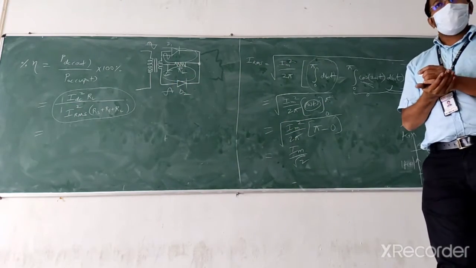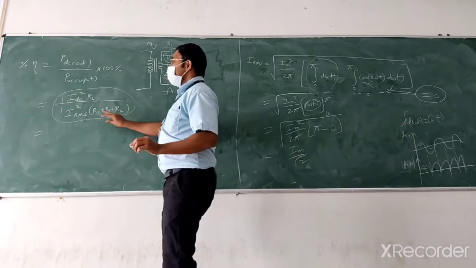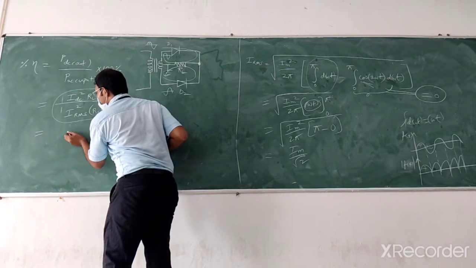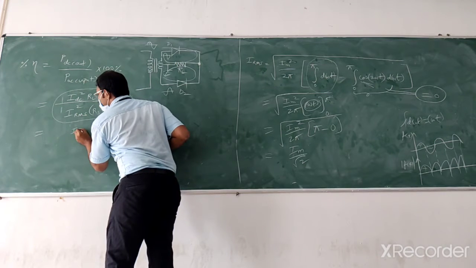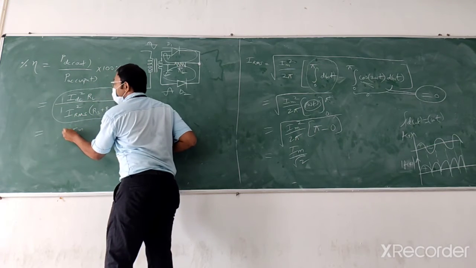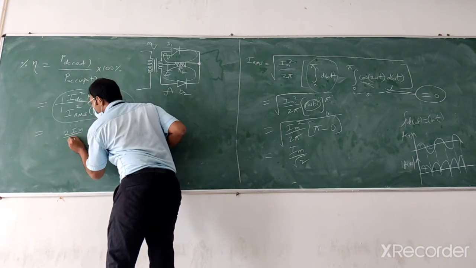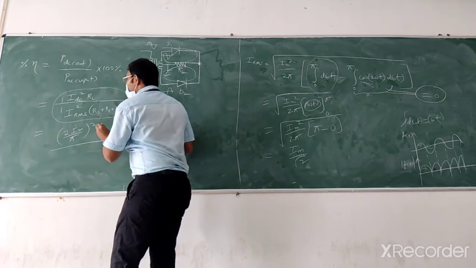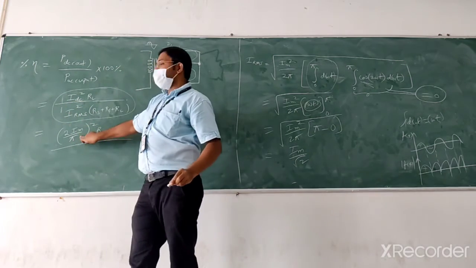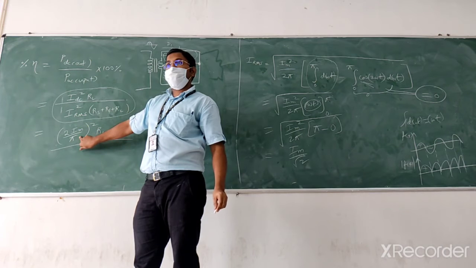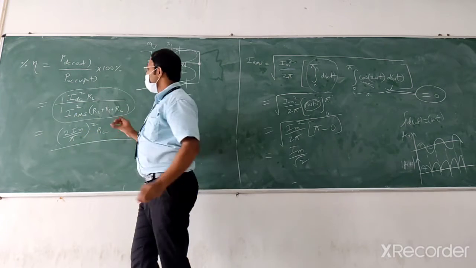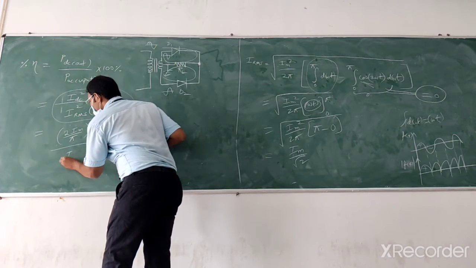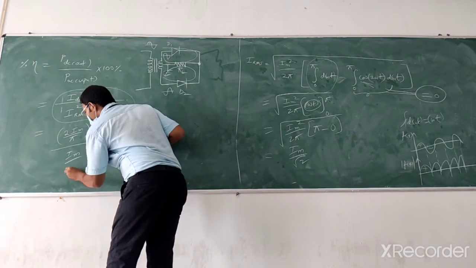Clear? Okay? Fine. So same expression. Now just substitute IDC. How much is IDC in this case? 2Im by pi, whole square, RL. Again, this is there in your notes. IDC is 2Im by pi for full wave rectifier. Then IRMS for full wave rectifier, how much? Im by root 2.